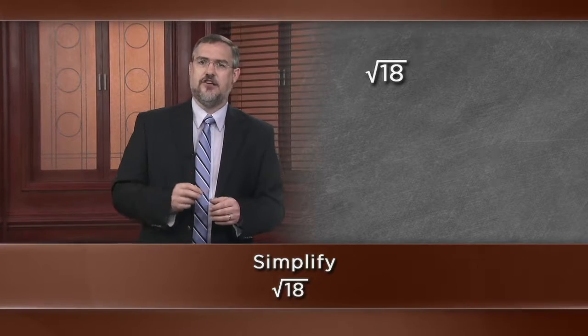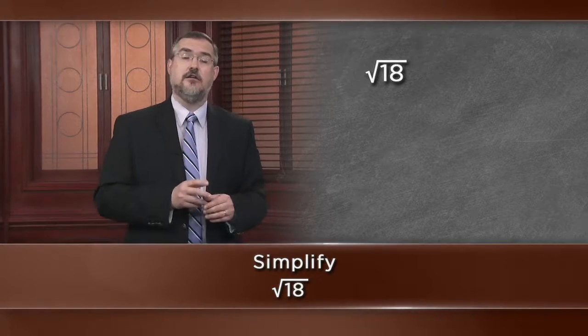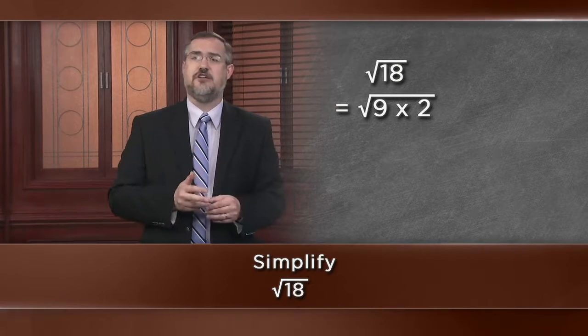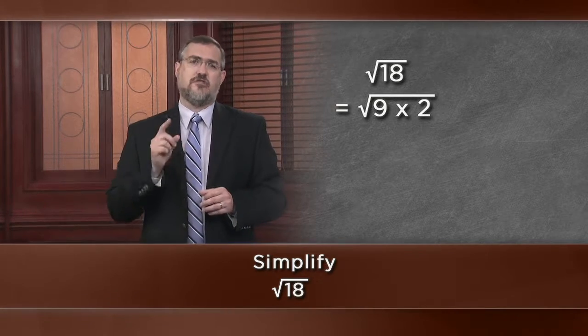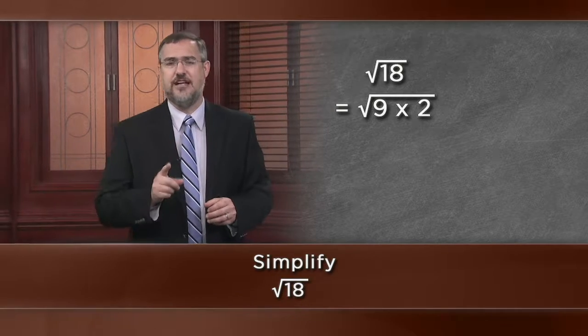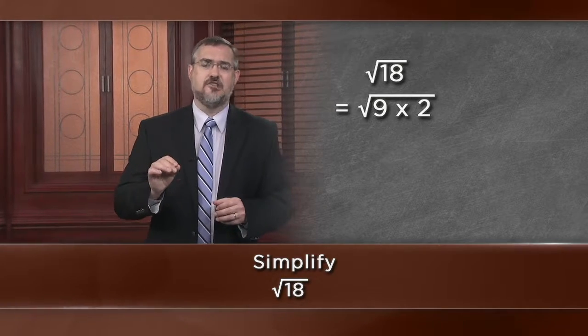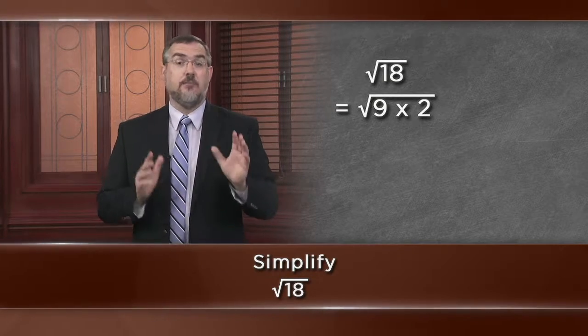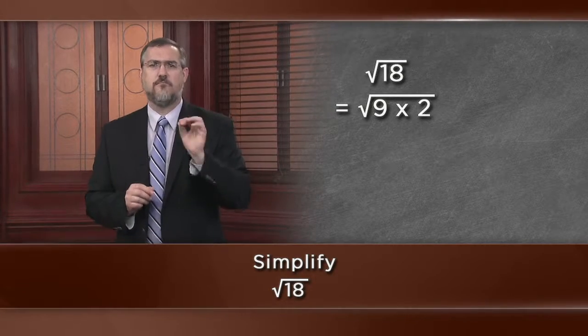Are there any numbers which divide 18 evenly which are perfect squares? For example, I know that 9 is a perfect square, and 9 goes into 18 evenly exactly 2 times. In other words, 9 is a divisor of 18. So that means I can think of the square root of 18 as the same as the square root of 9 times 2. Now, believe it or not, that's huge progress.